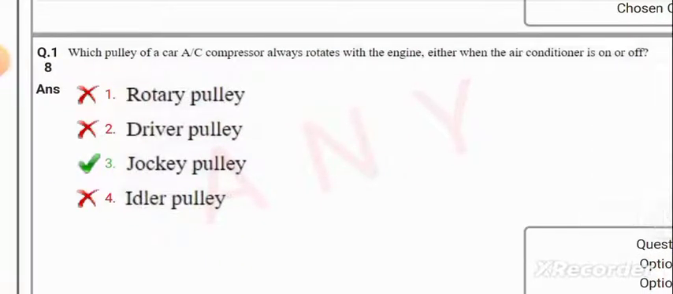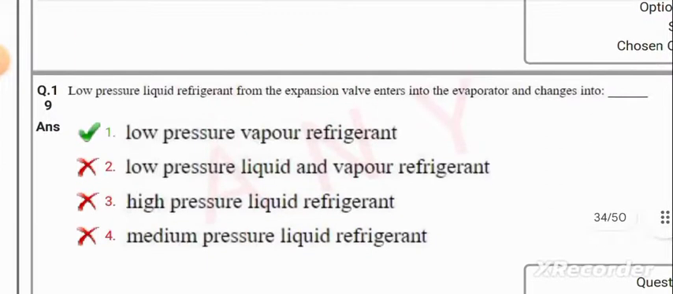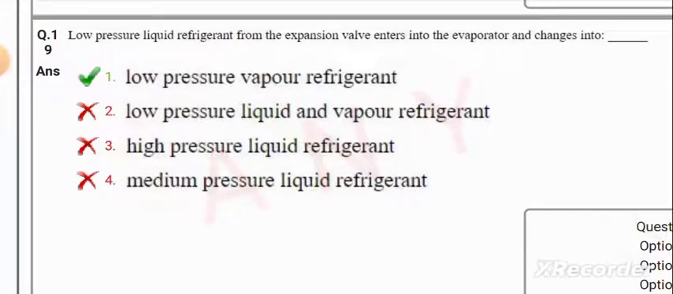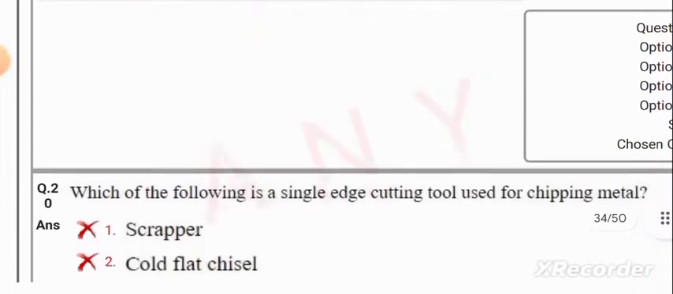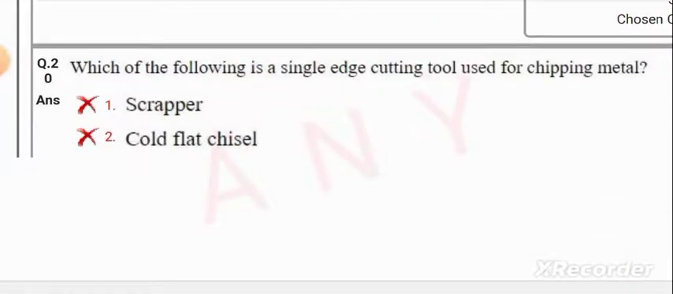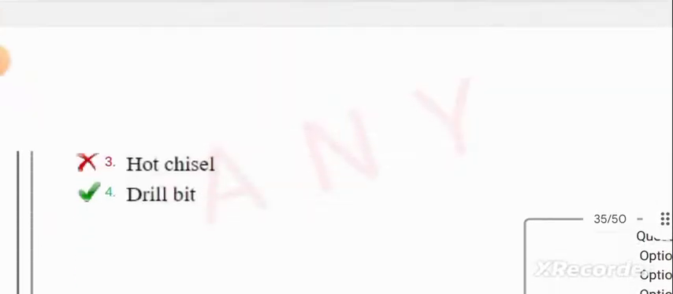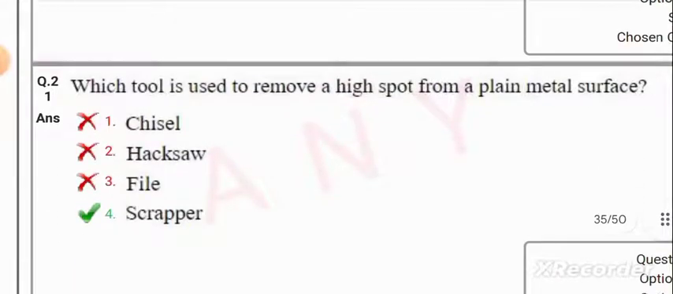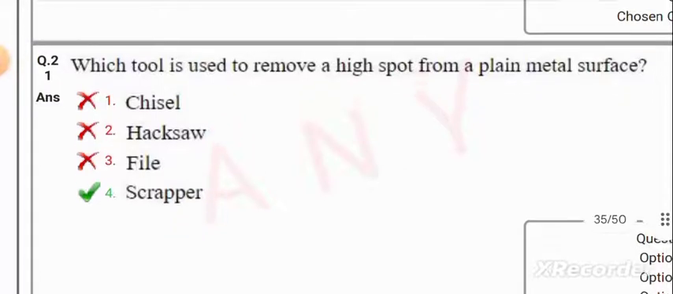Which pulley of a car AC compressor always rotates with the engine either when the air conditioner is on or off? Jockey pulley. Low pressure liquid refrigerant from the expansion valve enters into the evaporator and changes into low pressure vapor refrigerant. Which of the following is a single edge cutting tool used for chipping metal? Drill bit. Which tool is used to remove a high spot from a plain metal surface? Scraper.